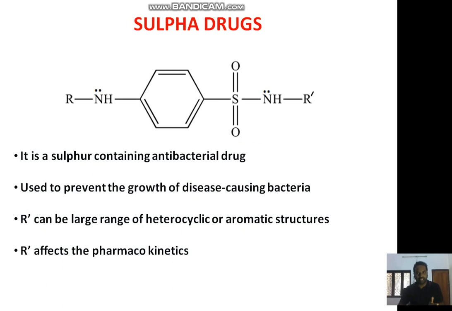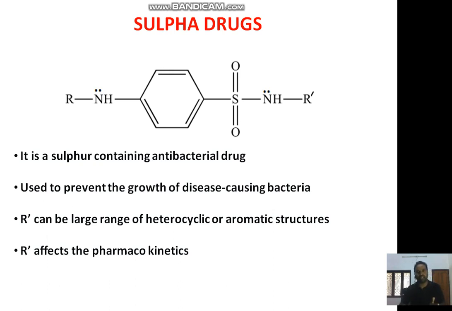Now let us see the sulfur drug which contains sulfur in their structural framework. So this is one of them, sulfur drug. It is a sulfur containing antibacterial drug. This is an antibacterial drug which was having very good application before the penicillin was coming to picture. This was used as the antibacterial drug.